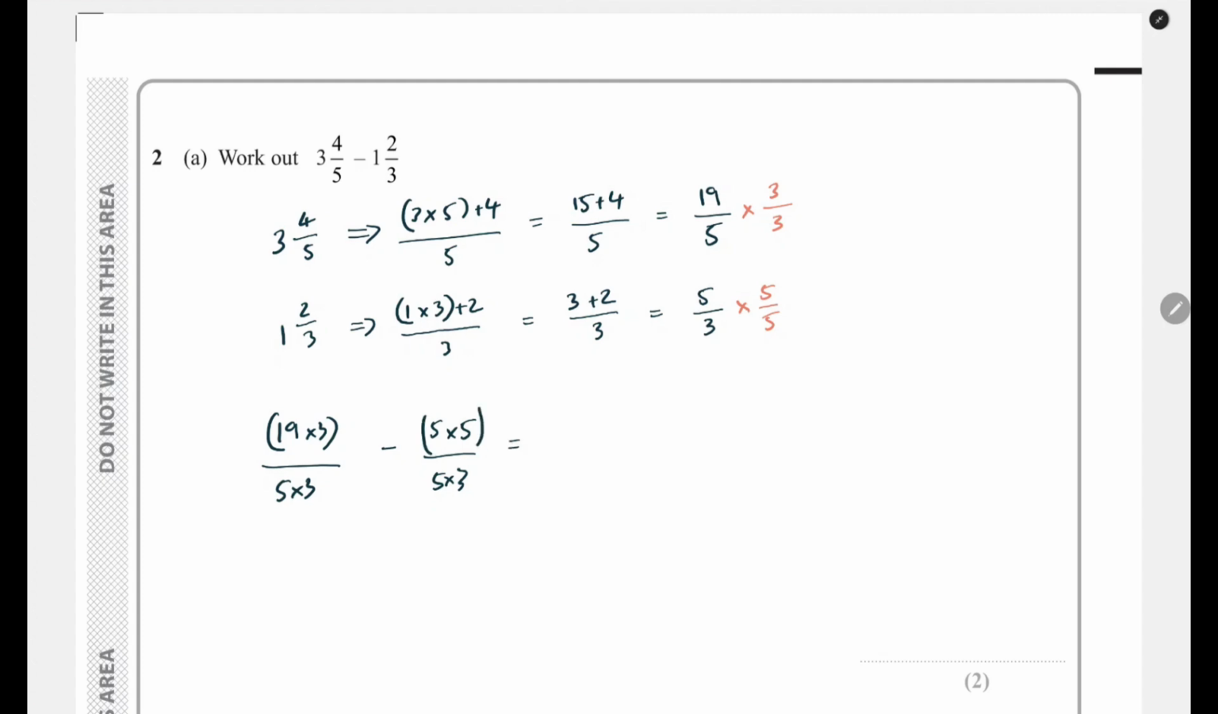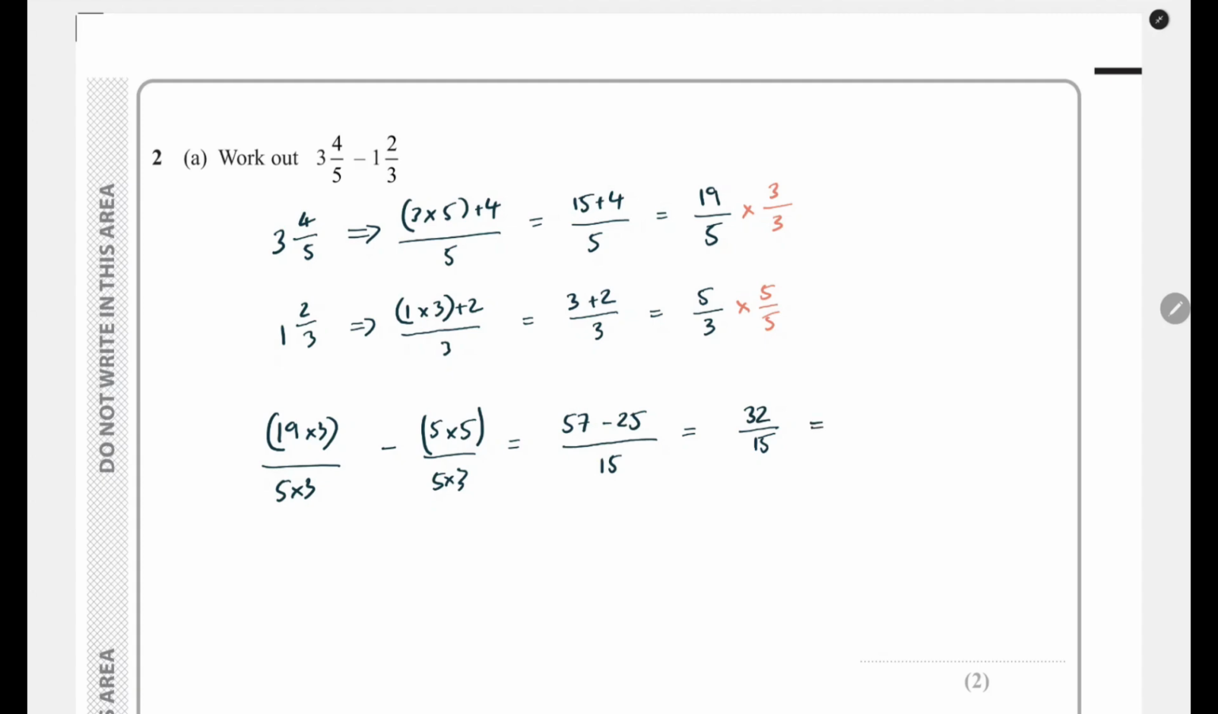So 19 multiplied by 3 gives us 57, and 5 multiplied by 5 gives us 25. We can now join them together as we've got the same denominator for both, and that is 15. And 57 minus 25 gives us 32 over 15. We can leave our answer like this, but as the question started off with a mixed number, we're going to change this into a mixed number.